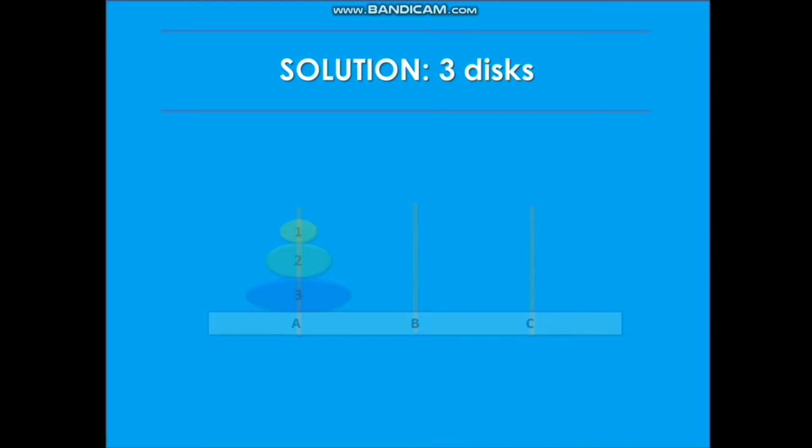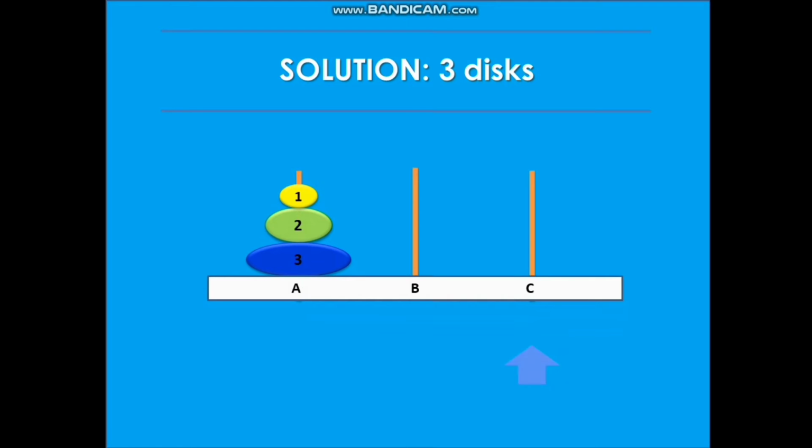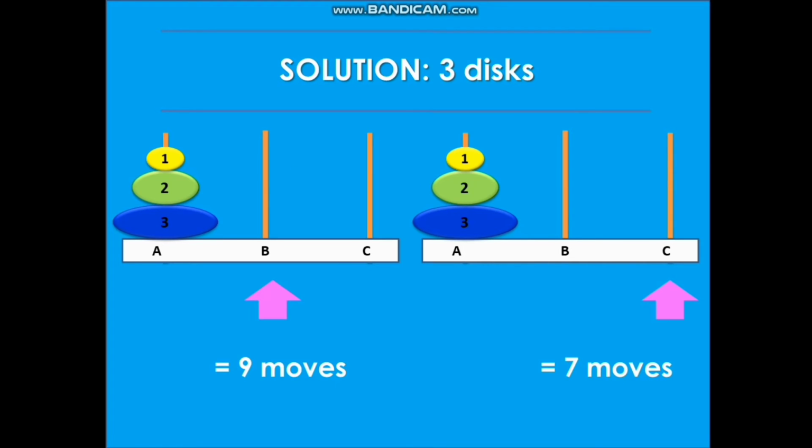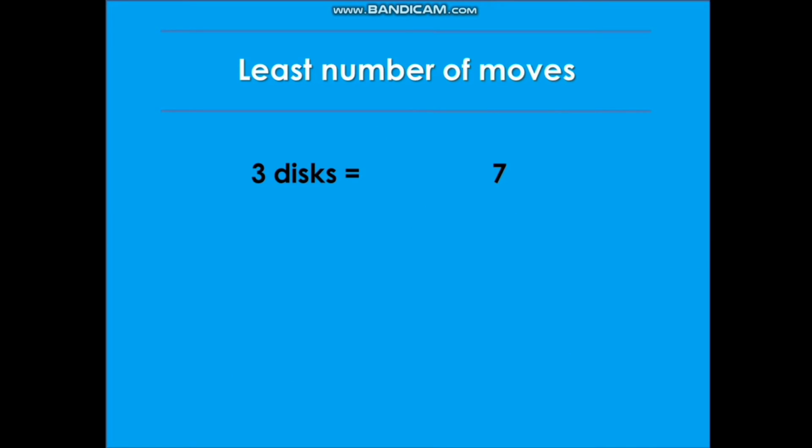Now try naman nating i-transfer yung smaller disc sa right peg. And let's see kung saang peg yung mas konti yung moves na magagawa natin. Again, let's count. 1, 2, 3, 4, 5, 6, and 7 moves. So kapag sa right peg tayo nag-start na mag-transfer ng disc, mas konti yung move na magagawa natin. So for 3 discs, the least number of moves is 7.